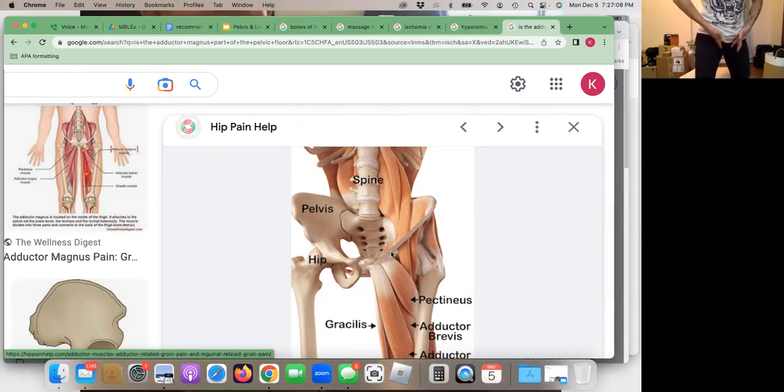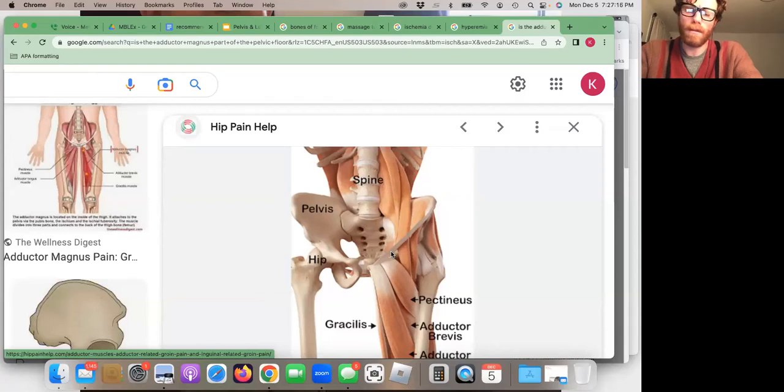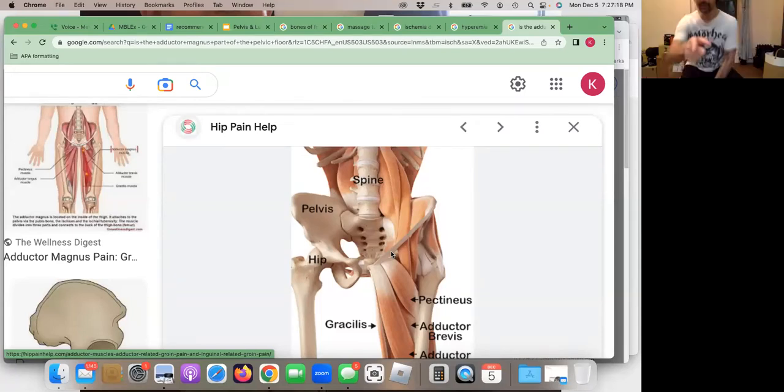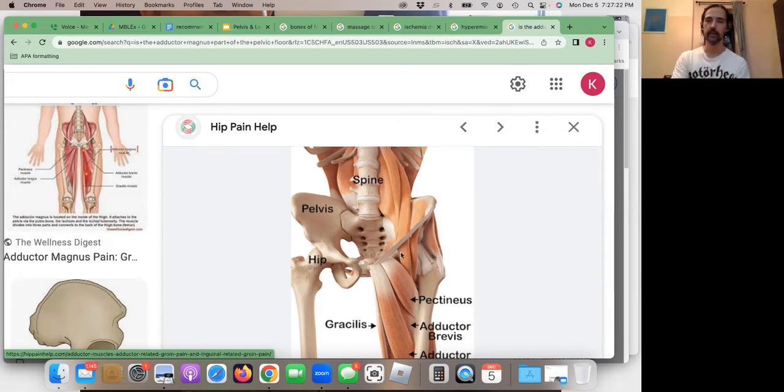What's this groove here? The inguinal ligament. That's right. It's going under the inguinal ligament, and it's coming down and attaching. Where do the muscles of the hip flexor attach? Onto the femur. Attaches onto the femur.